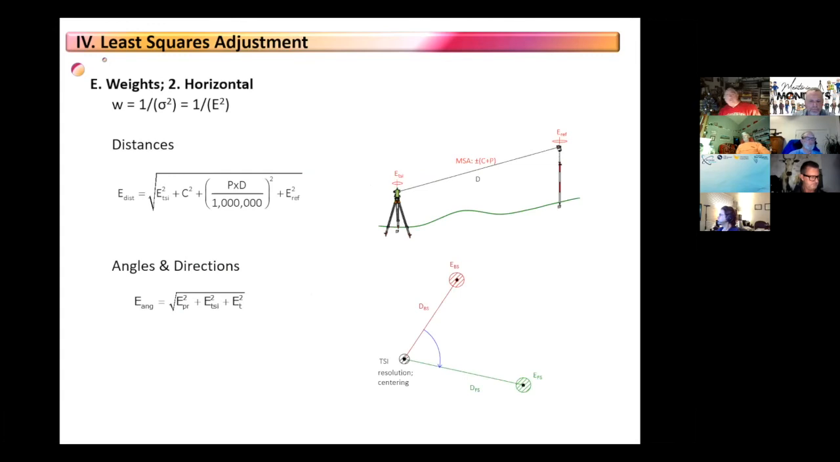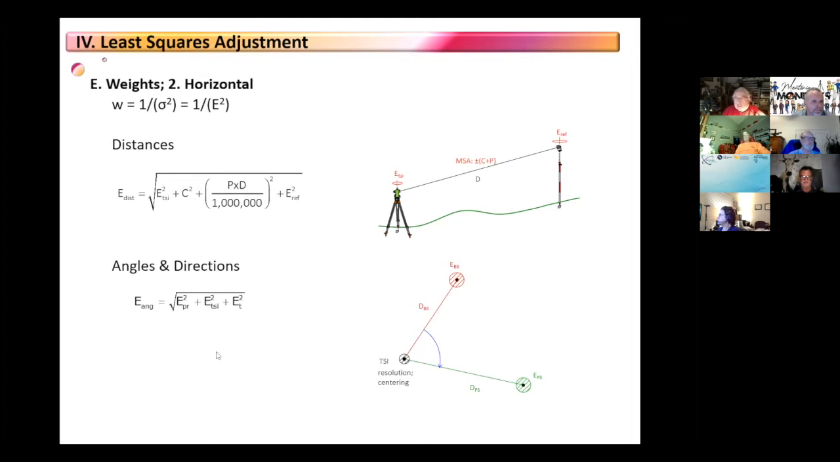For horizontal networks, the two types of measurements that we're dealing with are angles and distances. What we use for angle and distance weighting is the stuff we talked about before. The error that we expect in the distance is based on the manufacturer's stated accuracy of the distance measurement, the total station centering error, and a reflector centering error. With angles and directions, again, it's centering errors, the distances that we're shooting, and the specifications for the instrument.